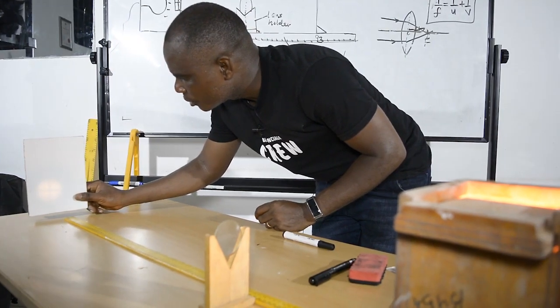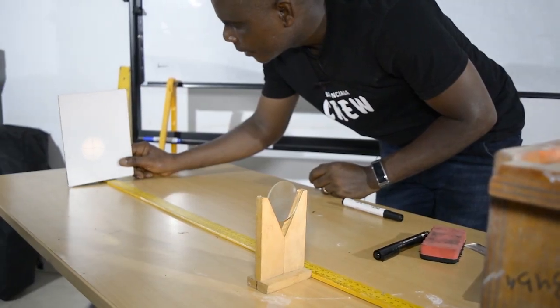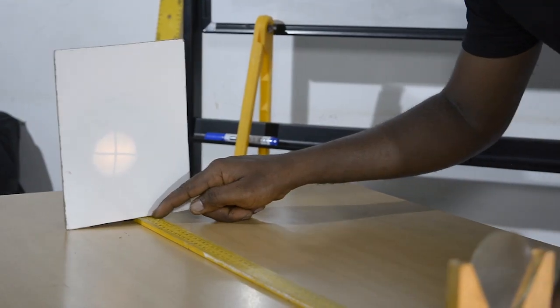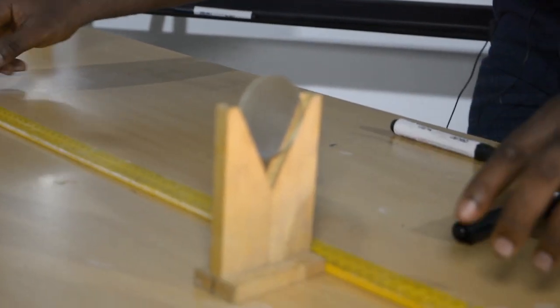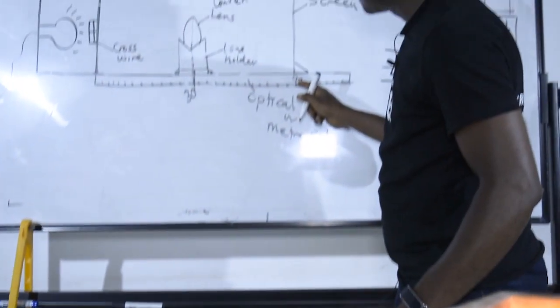If I go backward there, you see it become blurred. I go forward, it becomes blurred. So the sharp image is somewhere there, and that is my point of sharp image. That's 93 from the rule. If it was an optical bench, the optical bench is just the same as this meter rule. They do the same work. So now we have already got 93 somewhere here.